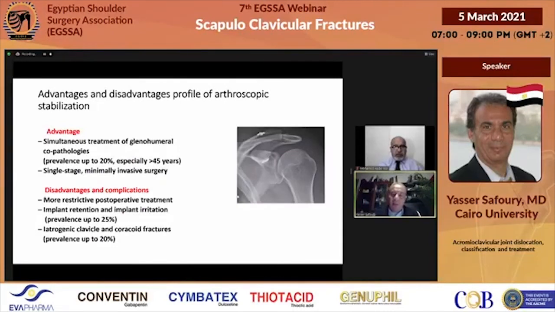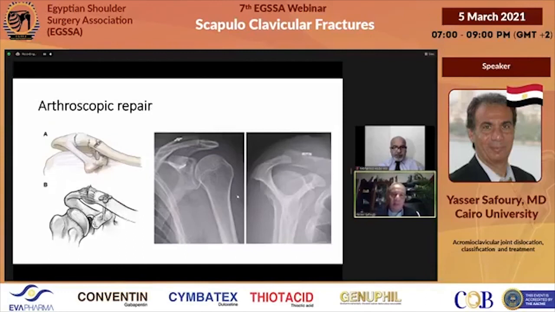The suspension devices, arthroscopically, they have advantages. First of all, very minimally invasive. Number two, that they can address the co-pathologies which are present in 20% of the patients. Disadvantages, there's more restrictive post-operative treatment. In some types of button use of suspension devices, there is retention of the implant, which may cause irritation. Also, there can be a type of fracture of the clavicle or the coracoid process during your technique, and this is present in about 20% of the patients. But in cases of suspension and arthroscopic reconstruction, it's also important to address the AC ligament.